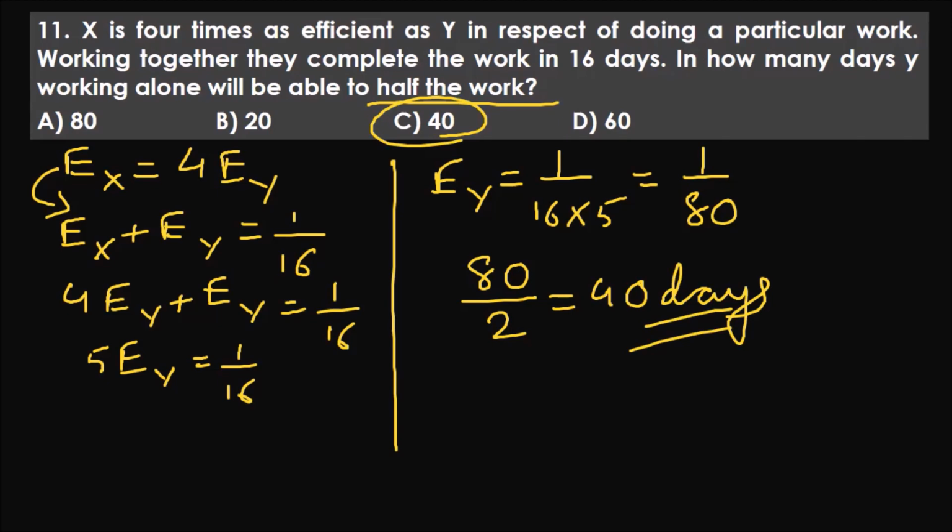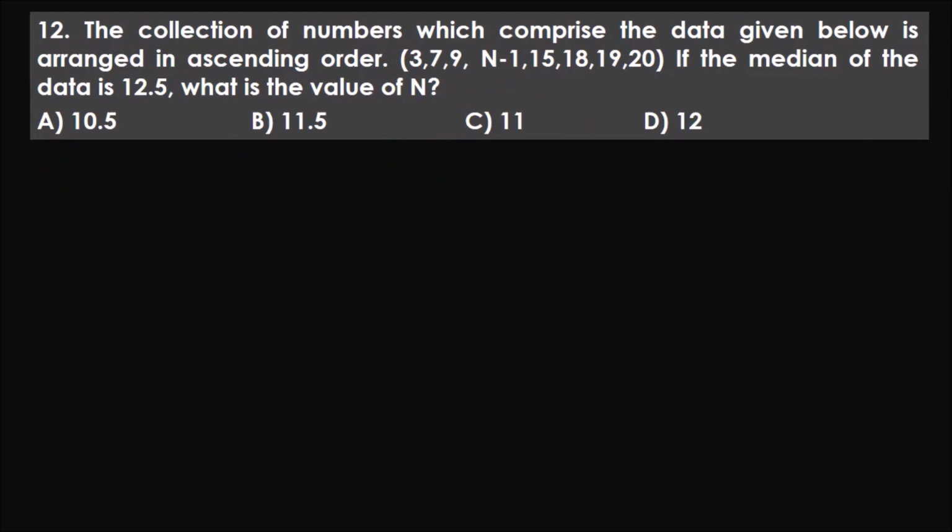Let's carry on. This is a very simple and basic problem on statistics. Let's see. The collection of numbers which comprise the data given below is arranged in ascending order. If the median of this data is 12.5, what is the value of n? Now, the best part about this question is it is pre-arranged in ascending order. They have already served it to us because for median, we always need to rearrange all the information in ascending or descending order.